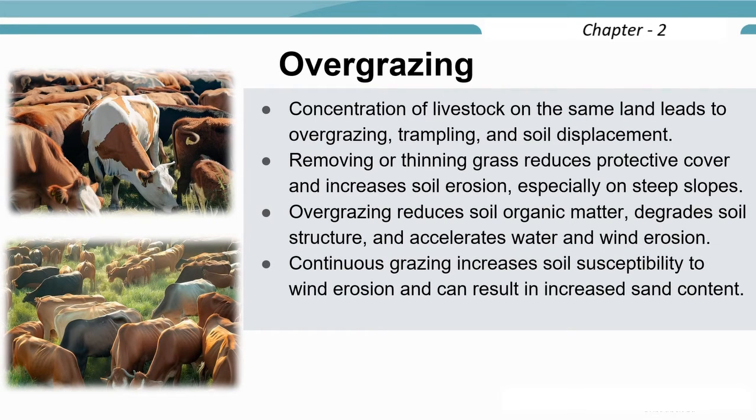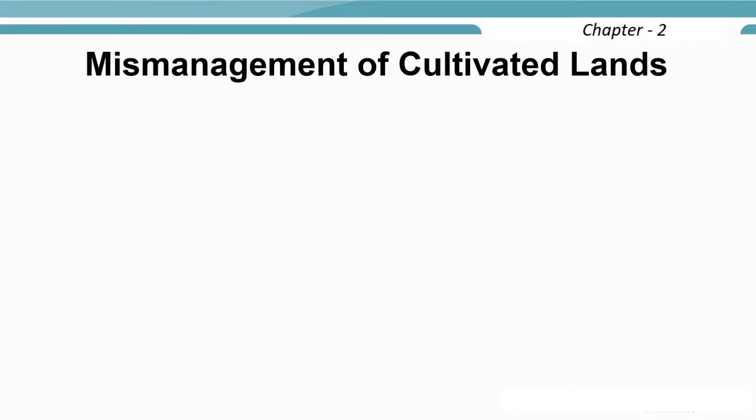Continuous grazing increases soil susceptibility to wind erosion and can result in increased sand content, because the protective layer is lost because of grazing. So the soil is now susceptible to wind erosion, and therefore there will be a higher amount of sand content which will be brought by the winds.